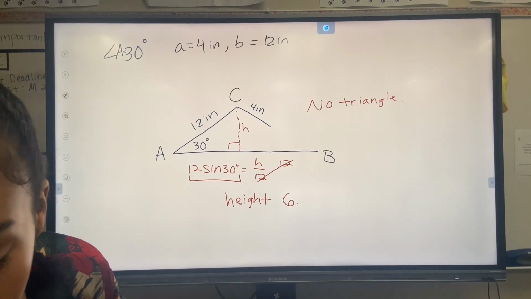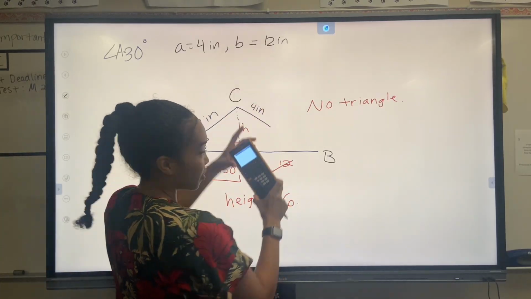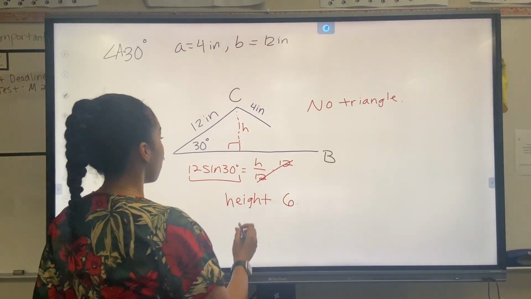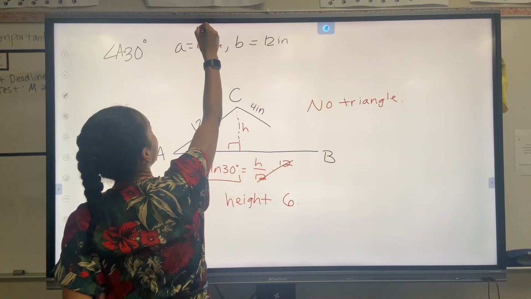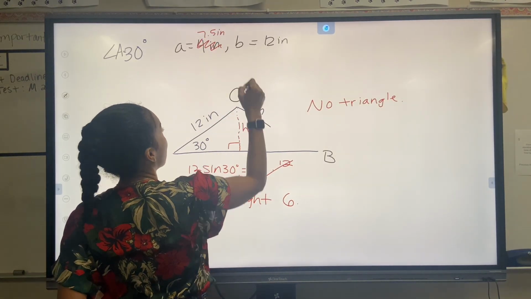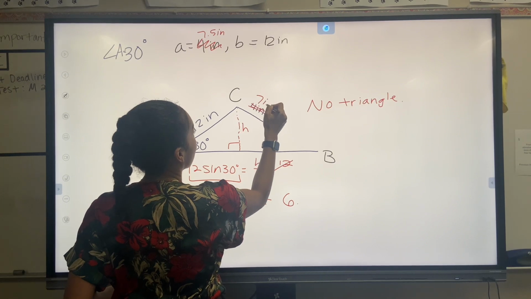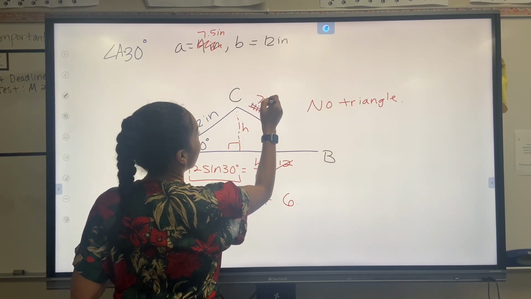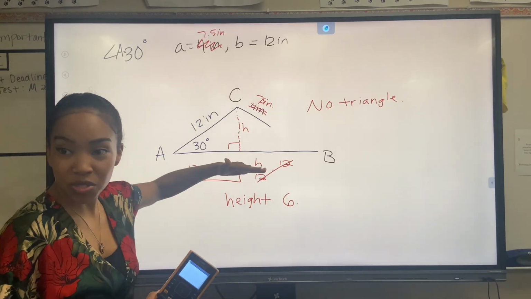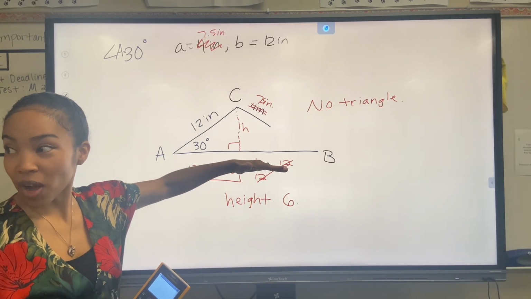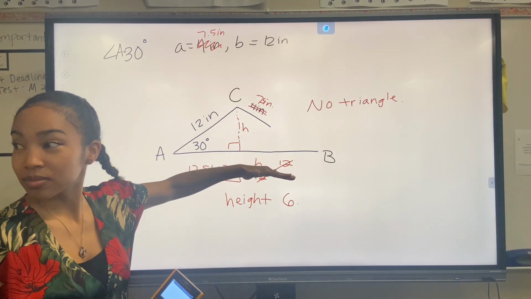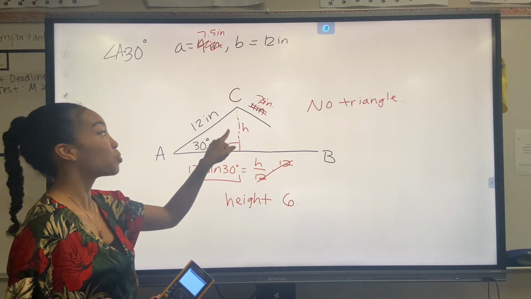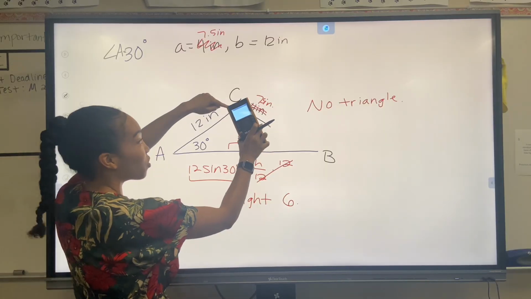How about we do this calculator? So let me measure this calculator. 7.5 inches. So let's change this side to 7.5 inches. Now is that long enough to close this triangle? Yes. Why? Because it's more than 6, exactly. It has to be longer than this height.